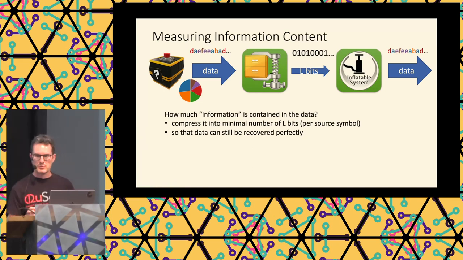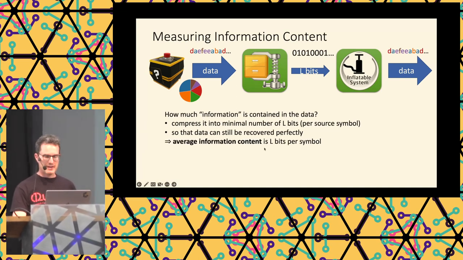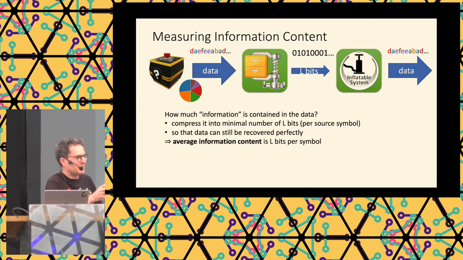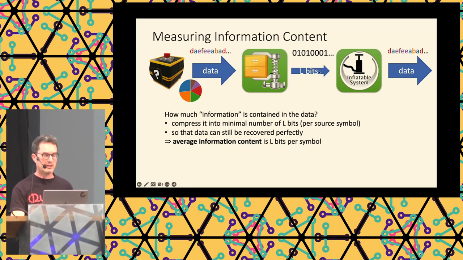It's called lossless compression. It's not what you often do with pictures, like JPEGs, where you can make them really small, but you lose quality. You cannot go back. Whereas here, we want to be able to go back. We want to zip, no? You zip, then you can unzip, and it's back to normal. And this minimal number L, we will call the average information content. It's the crucial stuff that is in there. And we measure it in bits per symbol, so bits per symbol of our original data.